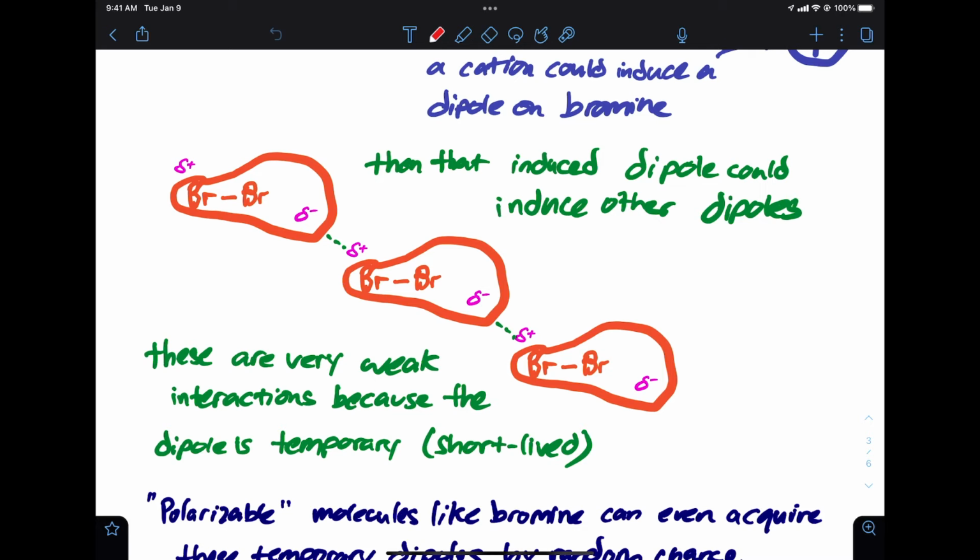So as you see here, we've got three polarized bromine molecules all interacting. It's like a dipole-dipole interaction. Inherently, it's the same thing as a dipole-dipole interaction. Okay, it's just that the dipole is temporary, and therefore it's weak, short-lived. This is why, by the way, bromine is a liquid compared to, say, chlorine, which is a gas.